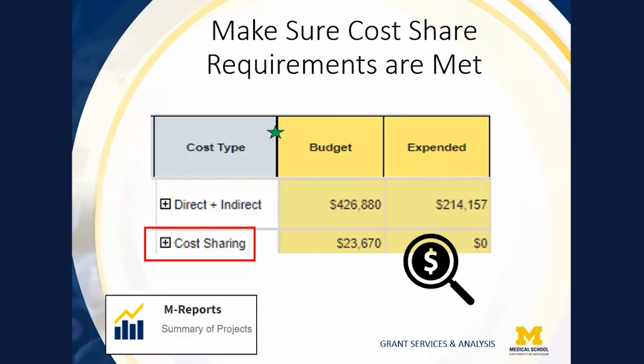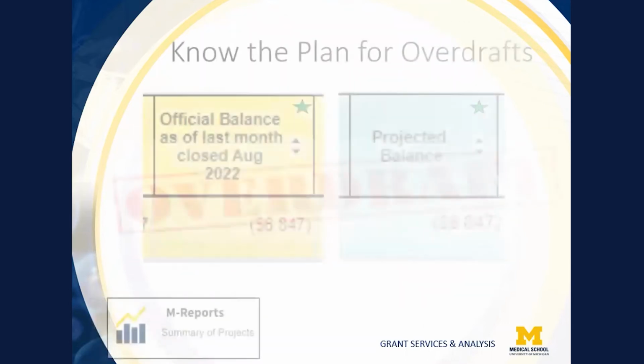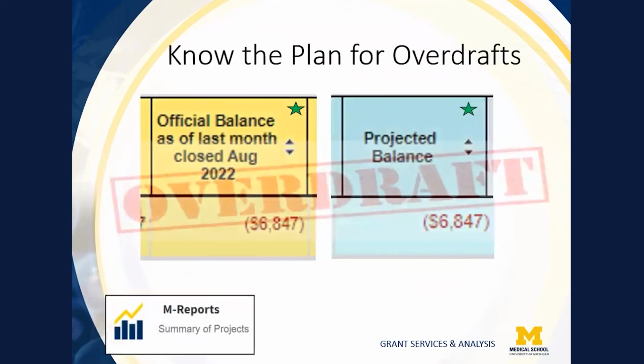We're again still in mReport's summary of projects, so a high level portfolio view. The other thing that you're going to want to look at is your official balance as of last month and your projected balance columns. That's going to help you identify any potential cost overruns or overdrafts.